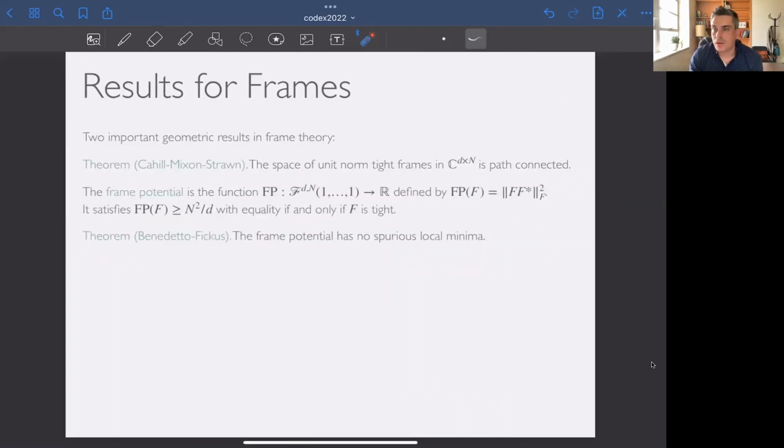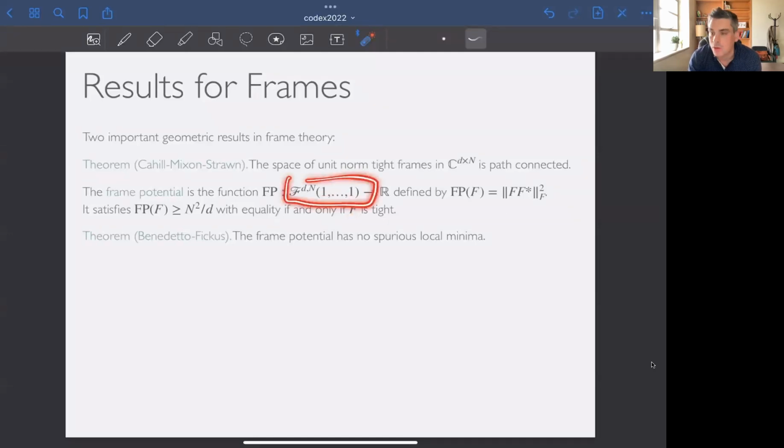And then a more analytical result is due to Benedetto and Fickus. They studied and introduced this thing called the frame potential. Take frames where all the vectors are unit vectors, so some open subset of a product of spheres, and consider the function which takes a unit norm frame and returns the squared Frobenius norm of the frame operator. Then they show that you have a Welch-type lower bound, and that you get equality if and only if F is a tight frame.